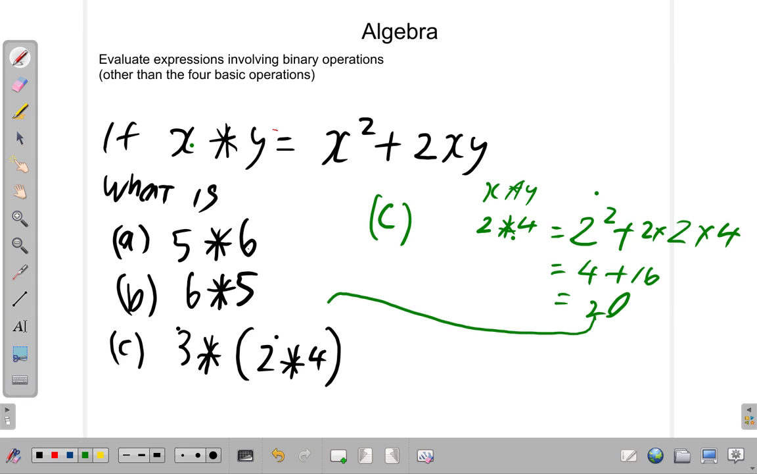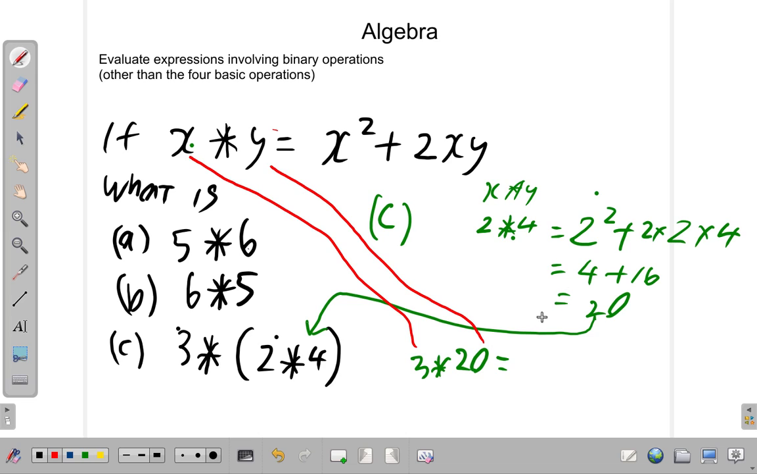What happened in this bracket amounts to 20. You see that? 2 star 4 was 20. So 3 star 2 star 4 is the same as 3 star 20. Okay. So notice now you have the 3 and x in the same position. The 20 and the y are in the same position. So what happens to the 3 is the same thing that will happen to the x.